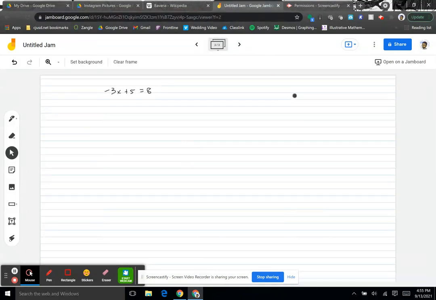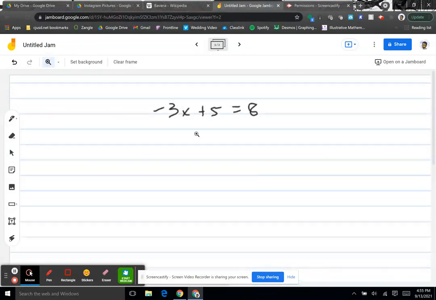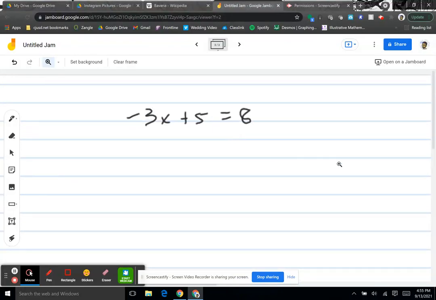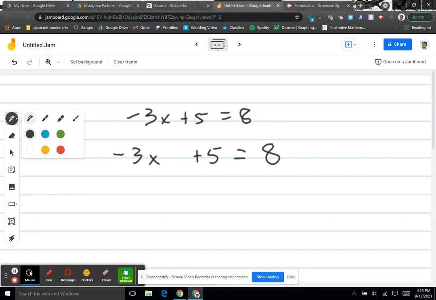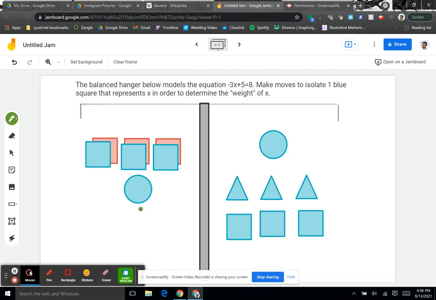What I like to do is have them keep a running log of what they're doing. So here they just took negative 3x plus 5, and all they did was add 3x. So we'll have the plus 5 still, we'll have that negative 3x still. So to both sides, we're going to add 3x. So we put 3 positive x's down. All right, so that's what they've done so far.